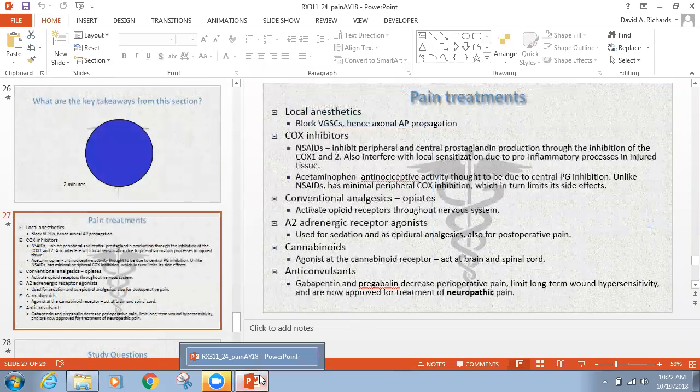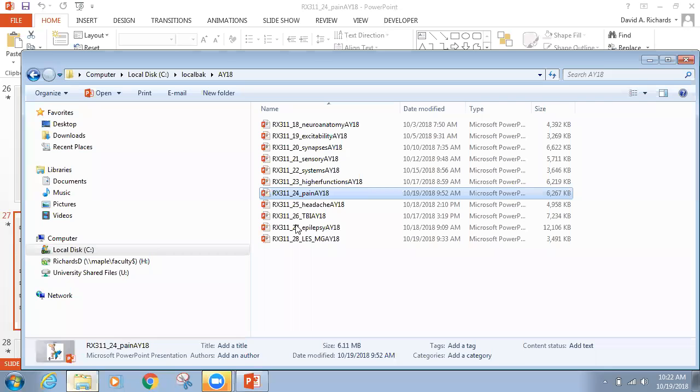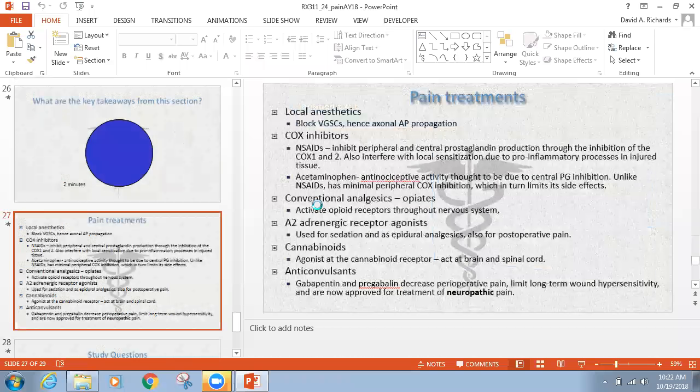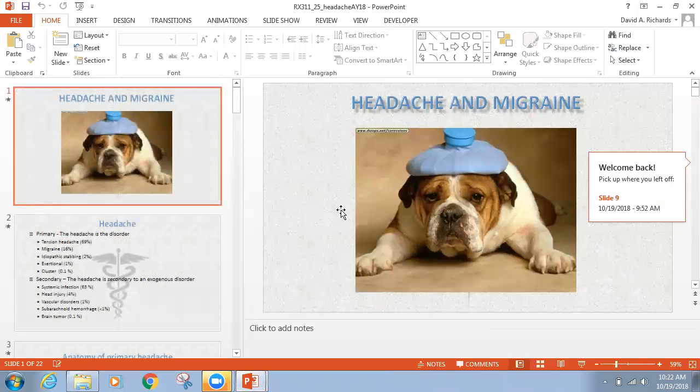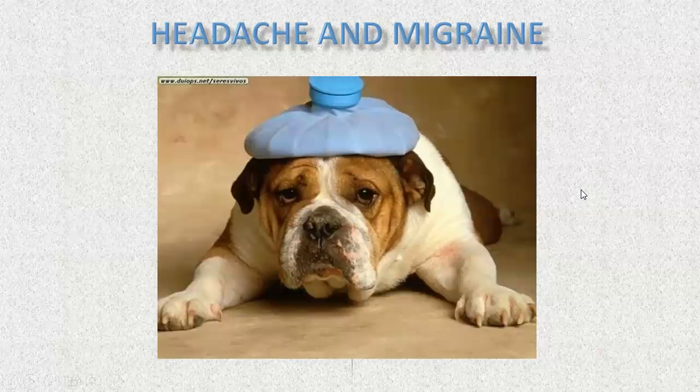So now we are going to move to headaches. And we have to obviously try and get through all of the remaining material today.